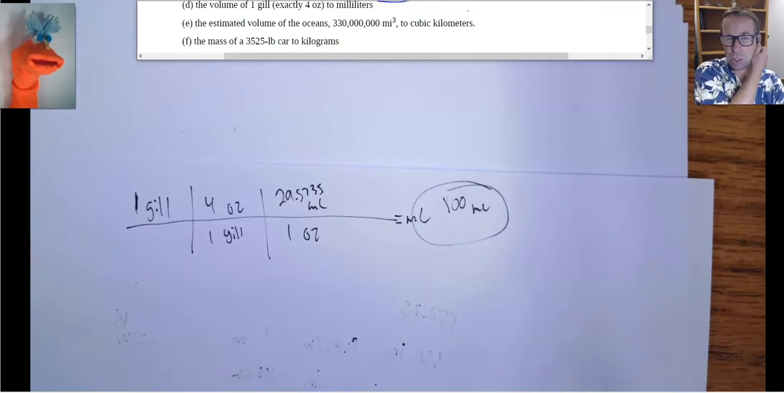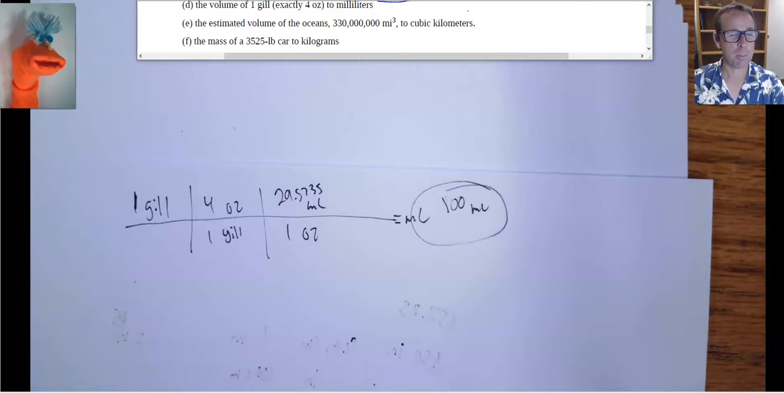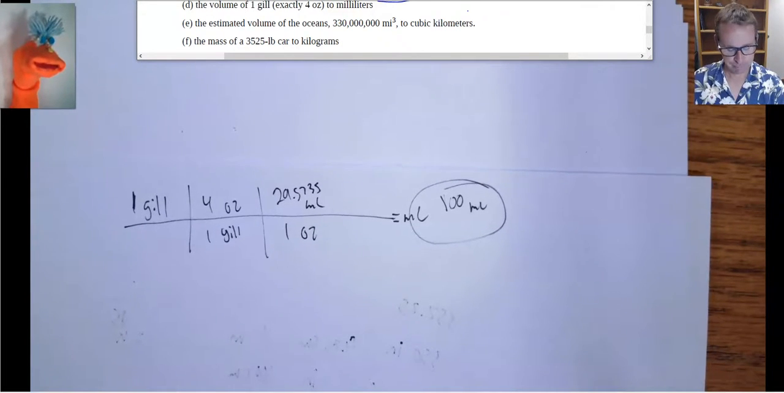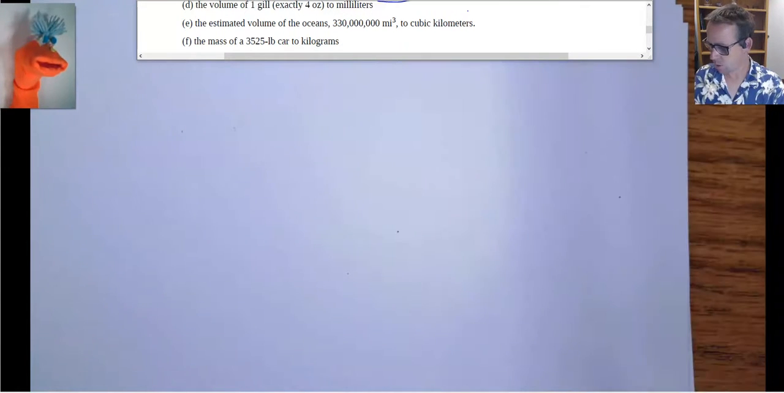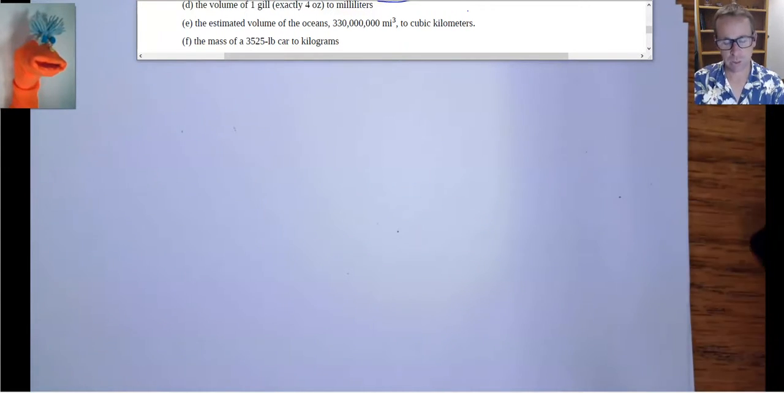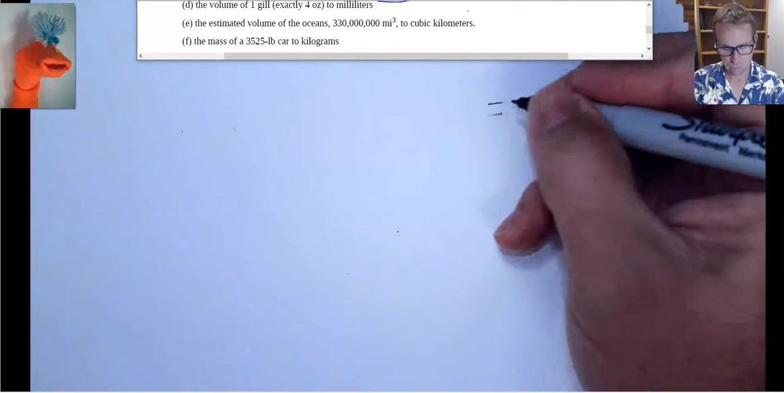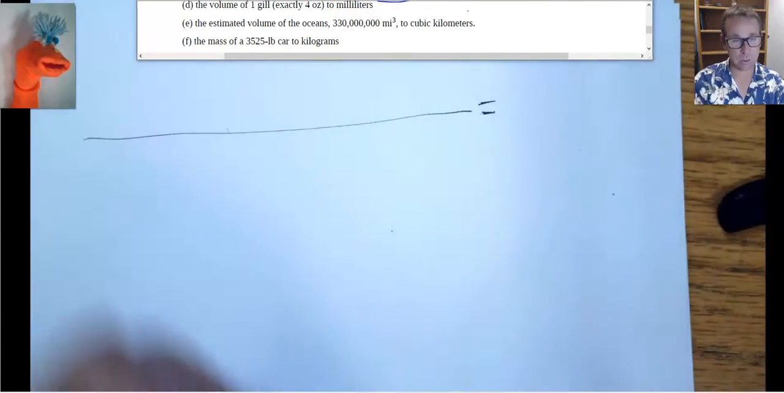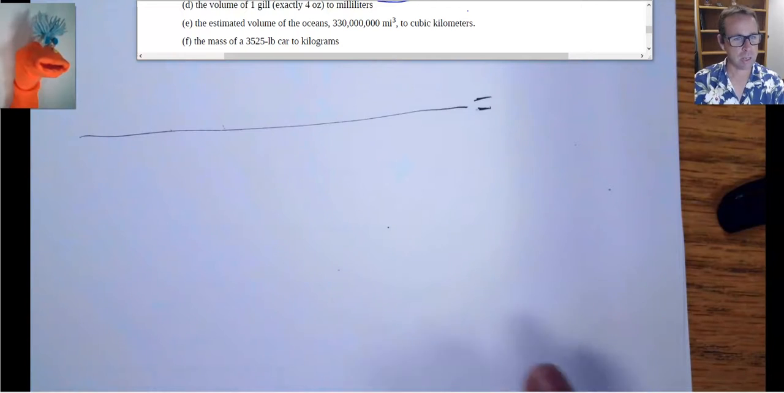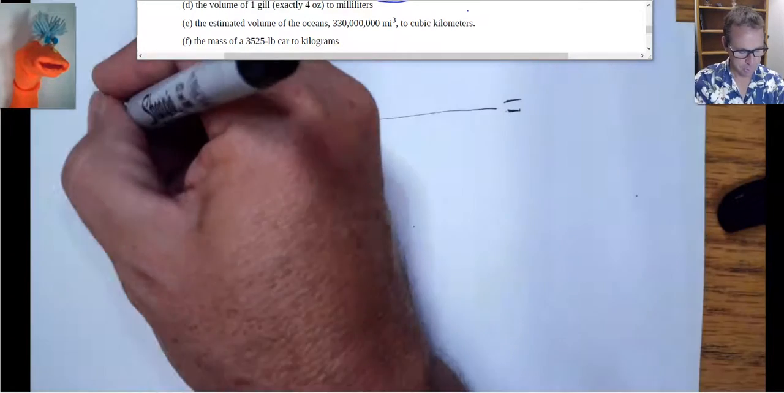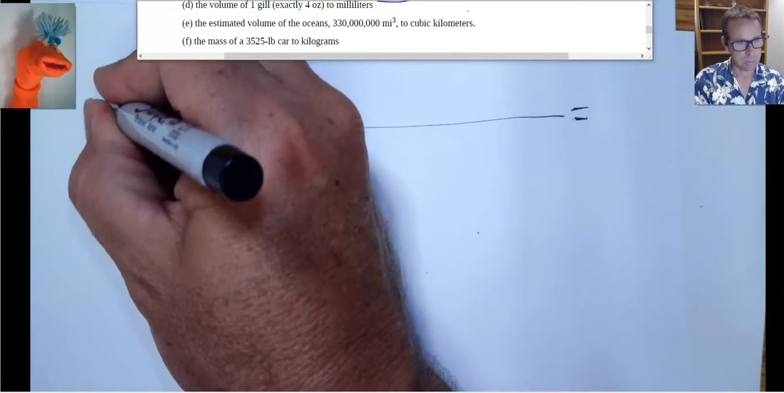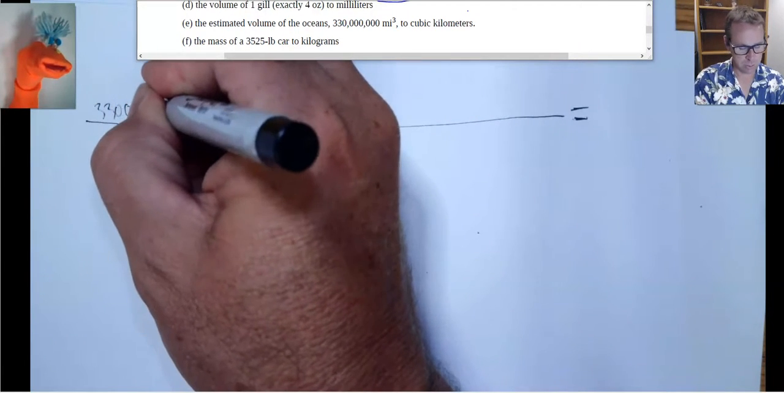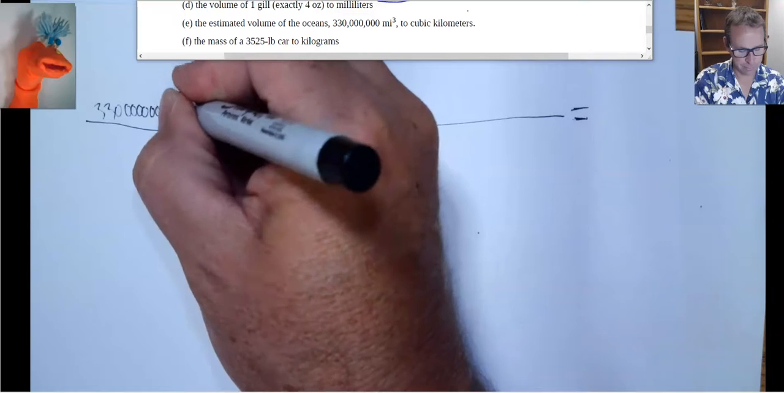Okay. Estimate volume of the ocean, 330 million miles cubed to cubic kilometers. Okay. This is a good one because what this does for us again is it allows us to use units that are cubed in this case, right? So we have miles and we want to go to kilometers again. We know this is one we've done a couple times already, so it's a little bit long. 330 million miles. Cubed though this time.